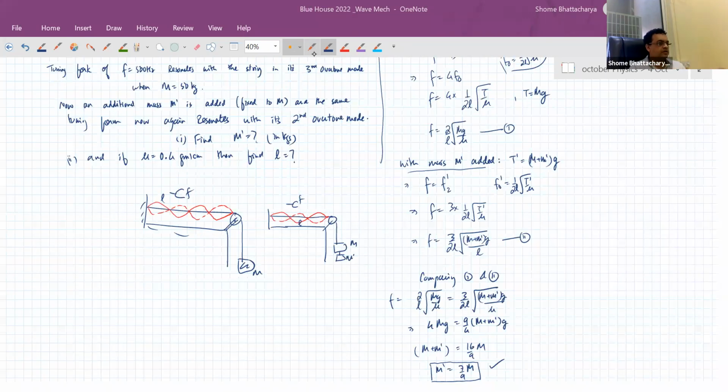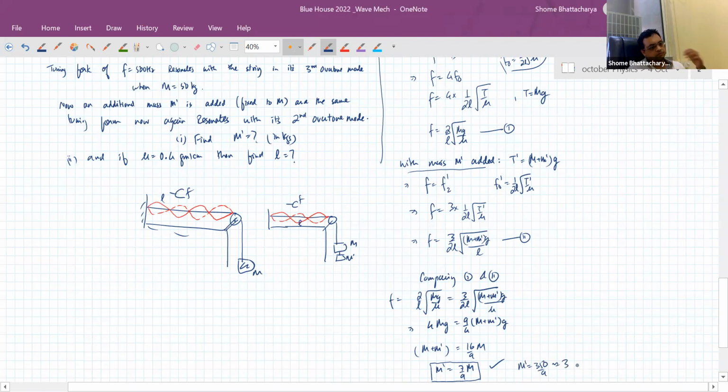And now let's calculate the answer for the second part. So I had given this as 50 kg. So obviously m prime, you got it correct. It is 350 by 9. Very close to 39 kgs. Approximate up to units place. Now the second thing, let's see. So that will just come from the first formula only.